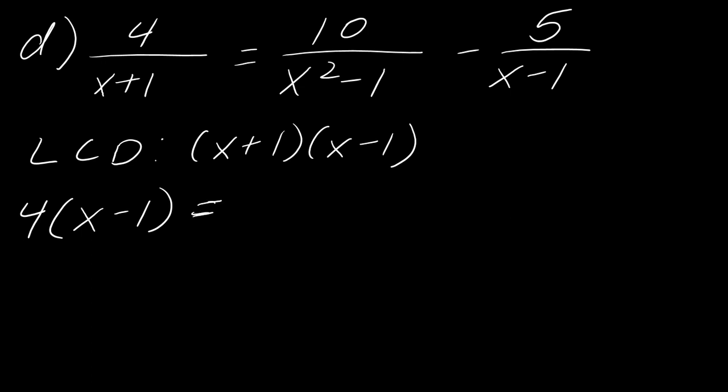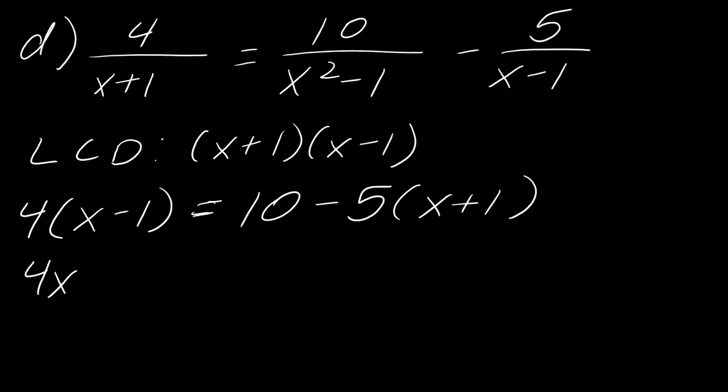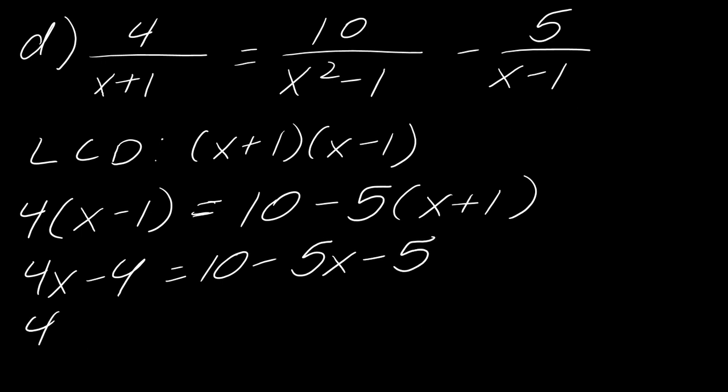So what about this 10 over x squared minus 1? Now what's going to drop out? The entire denominator will drop out, so I'm just left with 10. And then this last part, now my x minus 1s are going to drop out, so I'm left with this x plus 1. So now we'll distribute. So this is 4x minus 4 equals 10 minus 5x minus 5. And if I collect my like terms, I get now 5 minus 5x on this side.